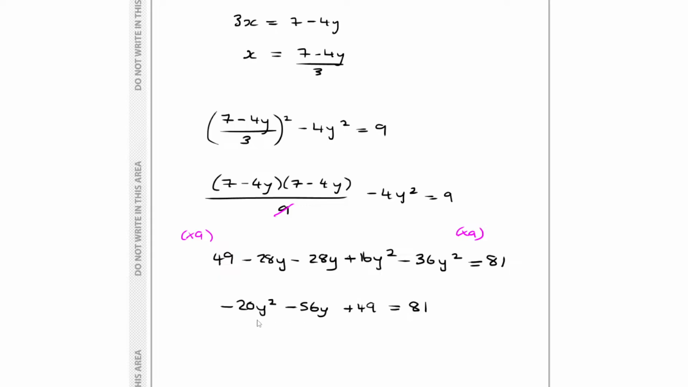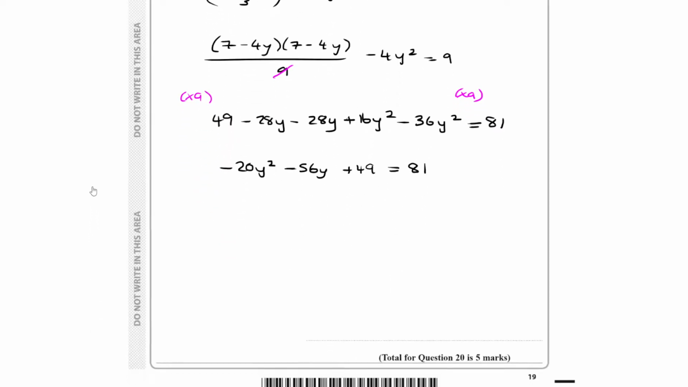What I tend to do is that I just prefer to have my y squared or x squared or whatever it is, the squared one, as a positive. So I personally am actually going to move all of that across. Now, what you can do is obviously move the 81 across and then just times by negative 1 to make it positive. If you're comfortable with doing that, that's fine. I just prefer to kind of move things around. So I'm actually going to move them all to the right. So that would be add 20y squared, so it becomes positive. Add 56y, positive, and then take away 49. So that actually leaves me with 32.